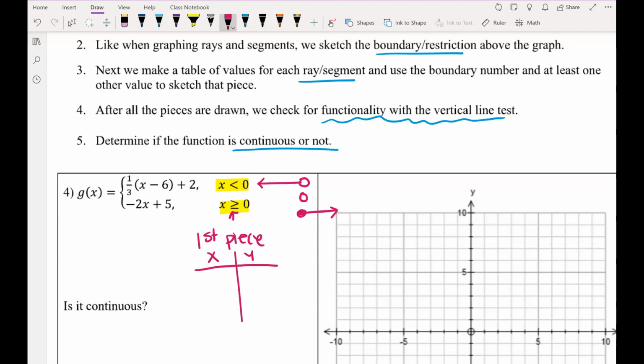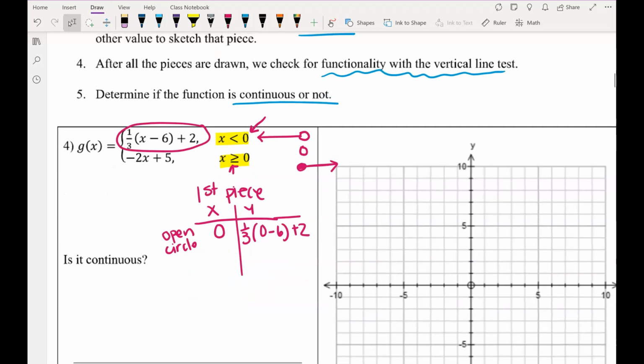We want to start with the first number, which is 0, and because it does not have an equal sign, we know for sure this is going to be an open circle. Then we plug it into this first piece. So 1/3 times 0 minus 6 plus 2. Well, 0 minus 6, students, is going to be a -6. A -6 times 1/3 is now a -2, and a -2 plus 2 is 0. So your first dot is an open circle at 0, 0.